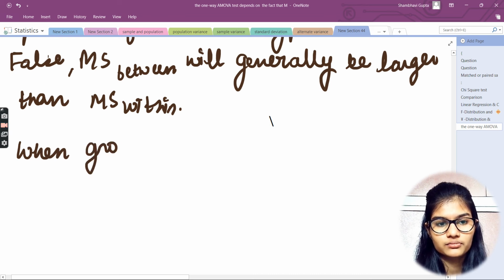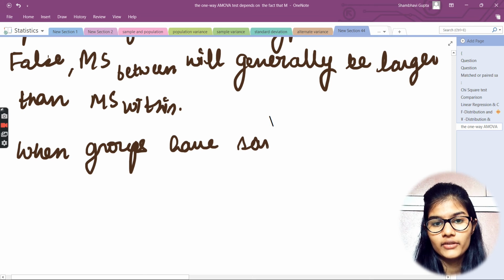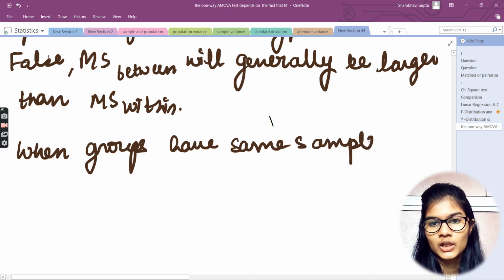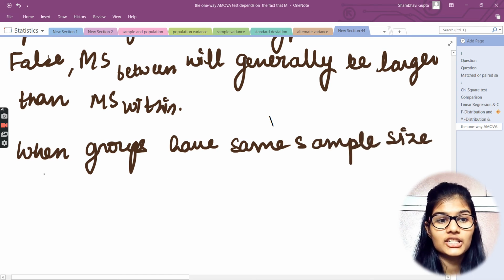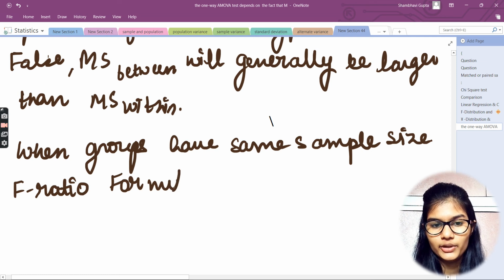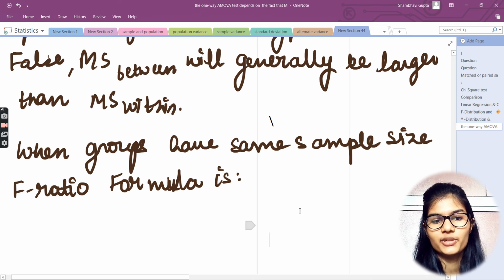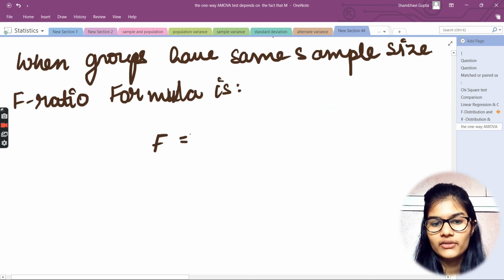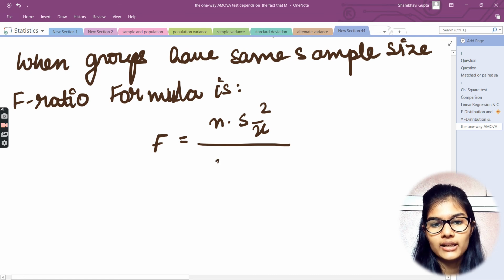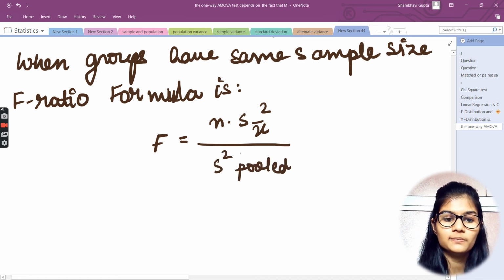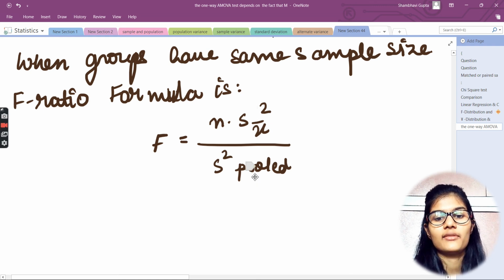So I would mention that when groups have the same sample size, the F ratio formula is, capital F is equal to n times S x bar squared divided by S squared pooled. This is the formula which we follow when the groups have the same sample size.